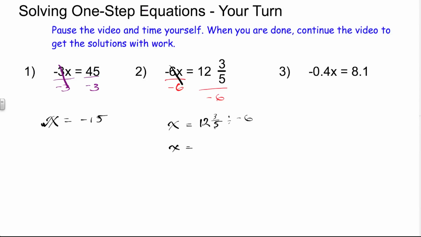And how we're going to solve this from here is we're going to change this mixed number into an improper fraction. 5 times 12 is 60, and 60 plus 3 is 63. So this 12 and 3/5 as an improper fraction is 63 over 5. And we're going to multiply that by negative 6's reciprocal, which is negative 1 over 6. Before we multiply our numerators, we're going to check for common factors in the numerators and the denominators. 63 and 6 have a factor of 3. 63 divided by 3 is 21, and 6 divided by 3 is 2.